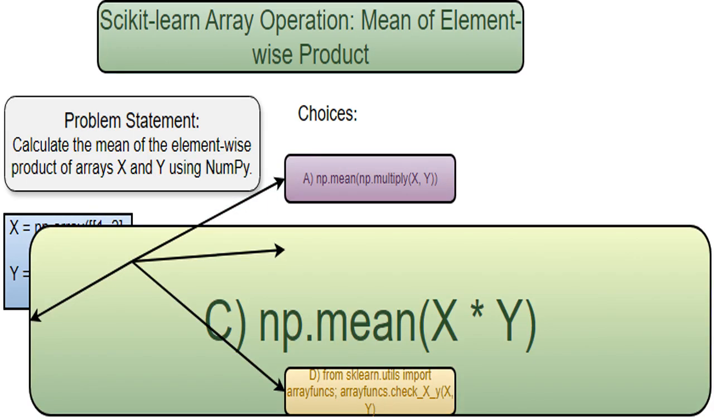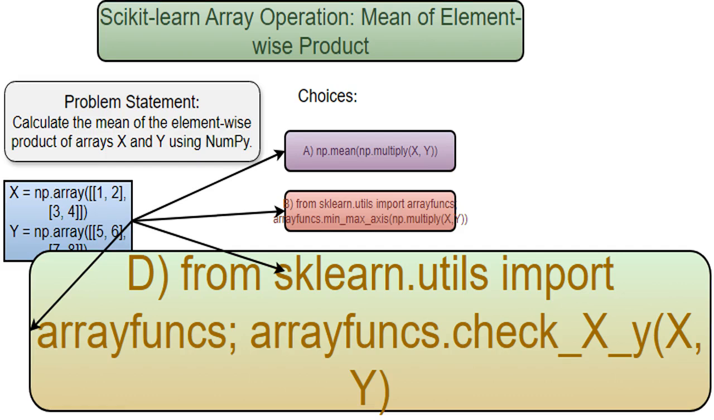Option C directly uses the * operator for element-wise multiplication in NumPy, then takes the mean using np.mean. This is equivalent to option A, but more concise. Another valid approach. Option D calls check_X_y, which is used for input validation in scikit-learn, not for calculating the mean. This isn't our choice.